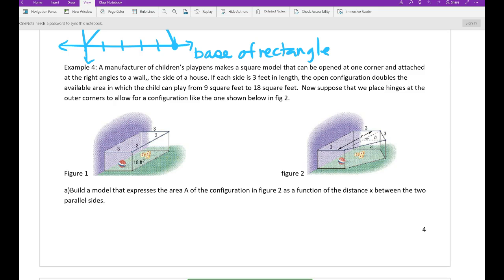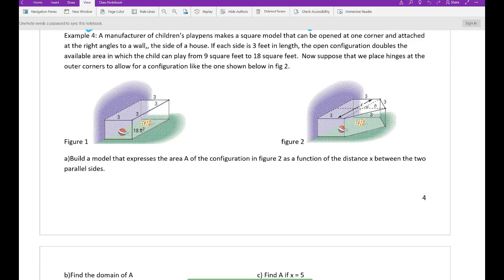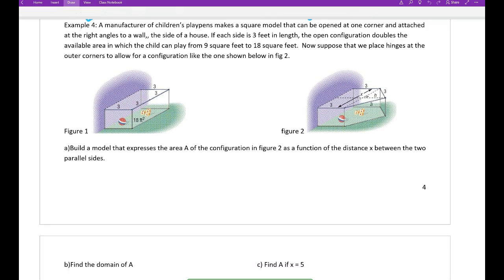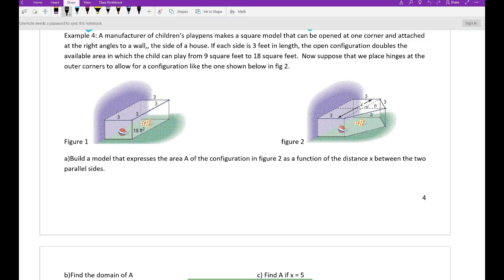Okay. Part A, build a model that expresses the area A in figure 2, this figure right here, as a function of that distance x. This is a variation between the 2 sides that are parallel. So we know this is parallel. We know this is still what? 3, because that's not going anywhere. That shape is made out of what? Would you agree the rectangle is easy to find? What's the area of that rectangle? 3x. So I'm going to leave that alone for right now.